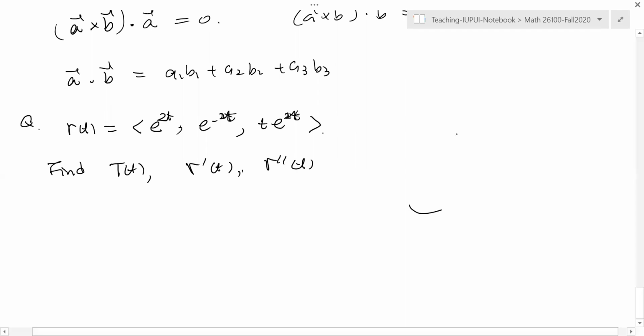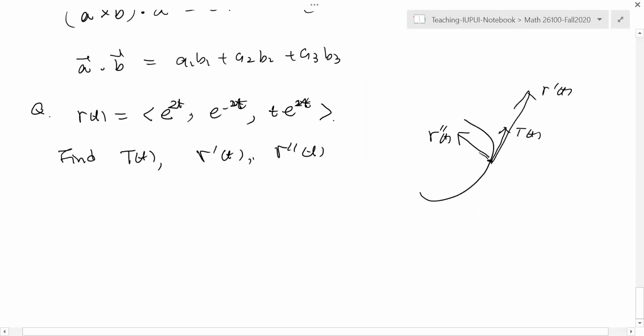If this is a curve, and this will be capital T as the unit vector, but r prime of t could be long, could be short. r double prime of t, we don't know. Maybe in that direction, maybe like this. Let's try to find r prime of t first.